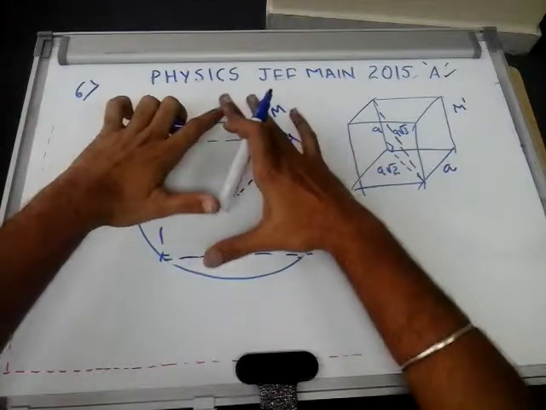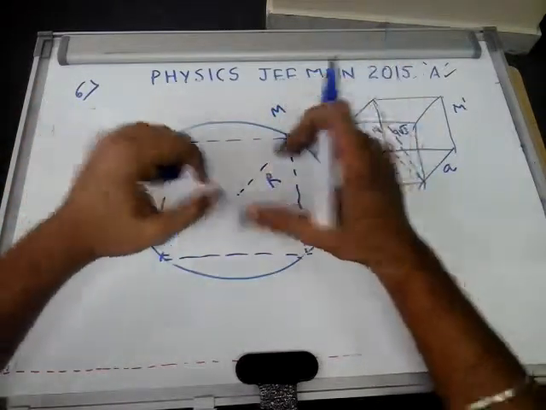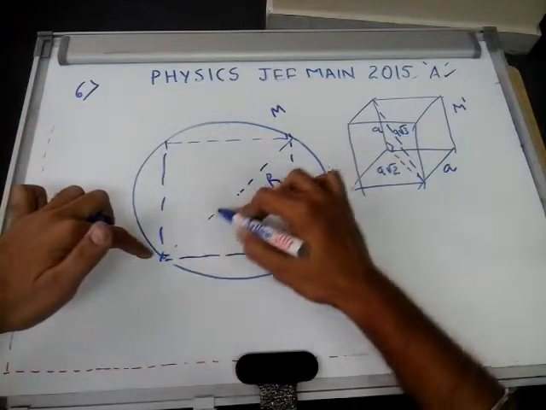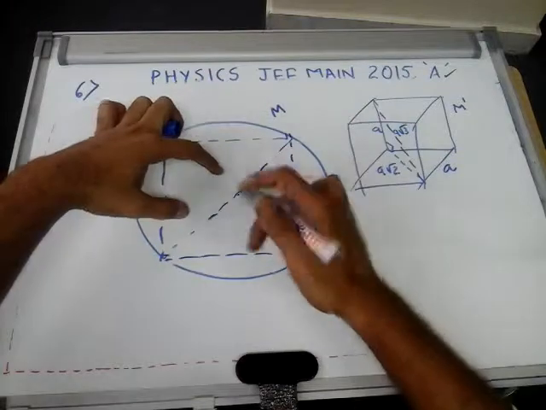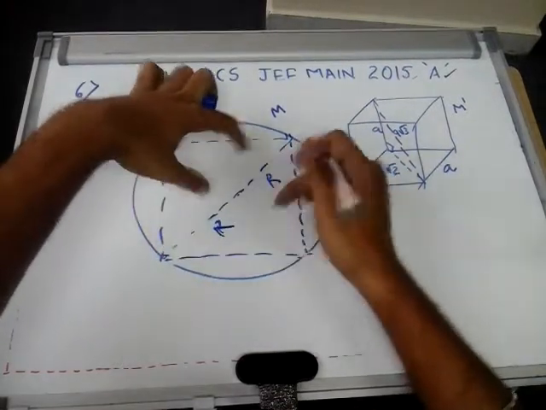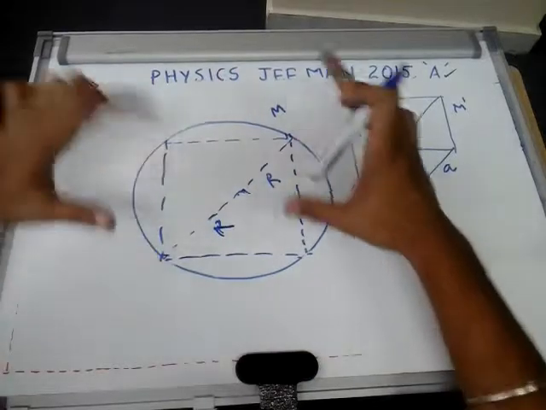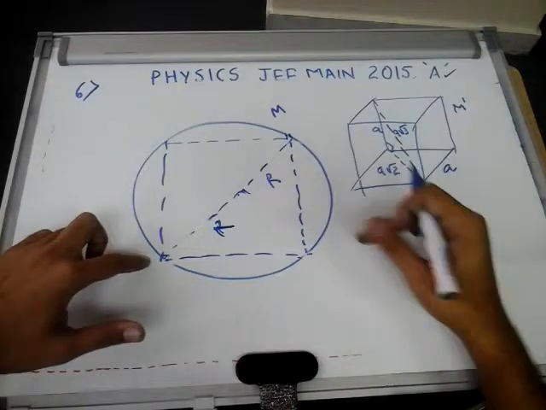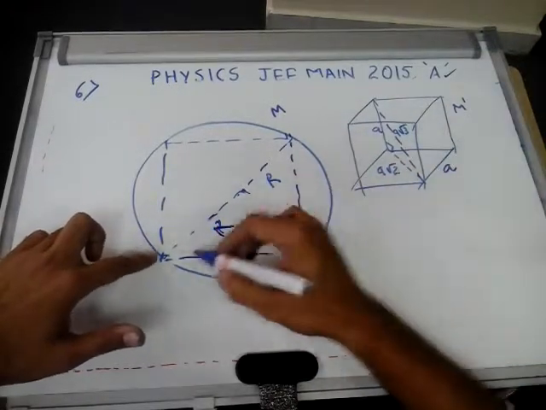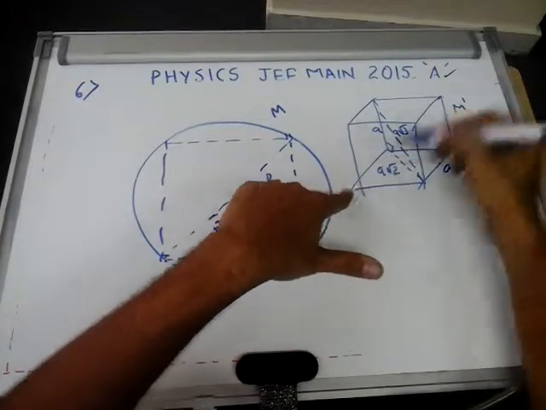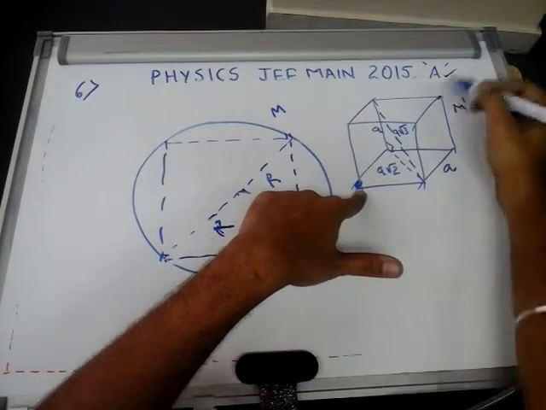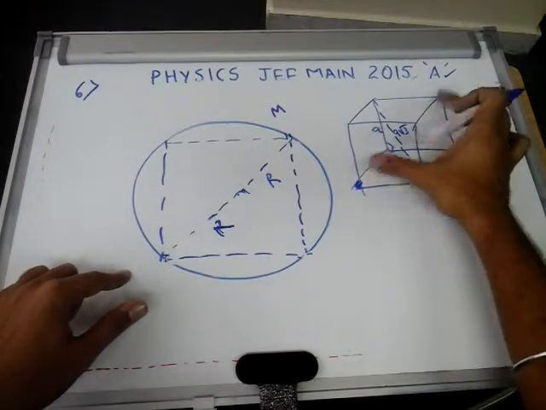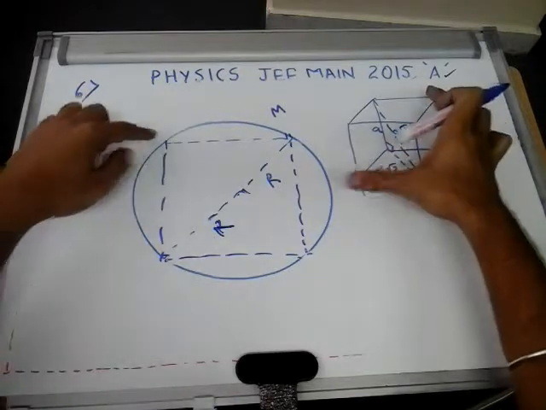So it's a solid sphere, and a cube of maximum volume is cut. What is the diameter of the sphere? That is 2r. The radius is r, the diameter is 2r, and from this sphere I am taking out a cube of maximum volume. Clearly, the diagonally opposite points of the cube are located at a distance equal to the diameter of the sphere.